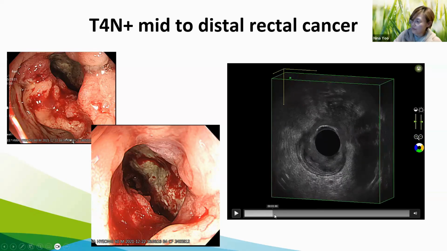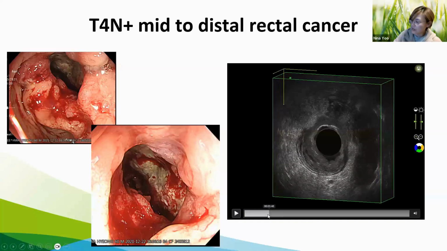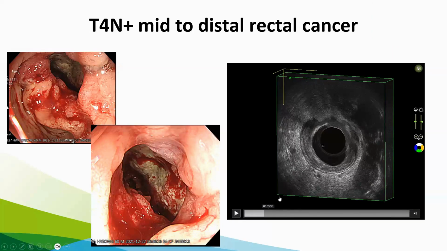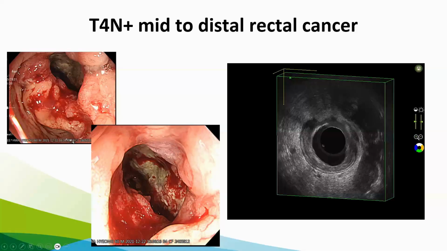The tumor is involving the whole lumen of the rectum, and it's actually invading, or even infiltrating, the seminal vesicle right here. So you know that it's a T4 tumor, and the perirectal lymph node is located right here. So you know that it's an N positive tumor. Very clear. Thank you so much.